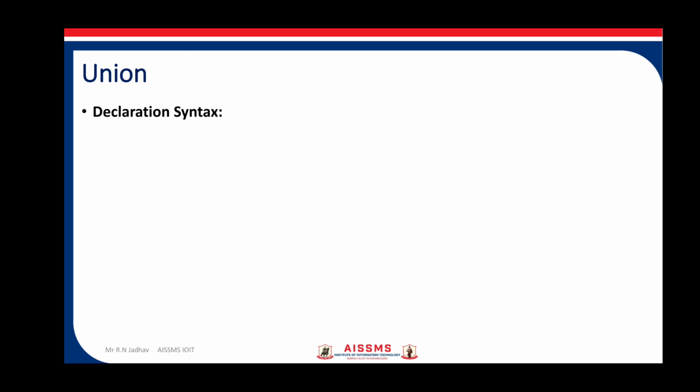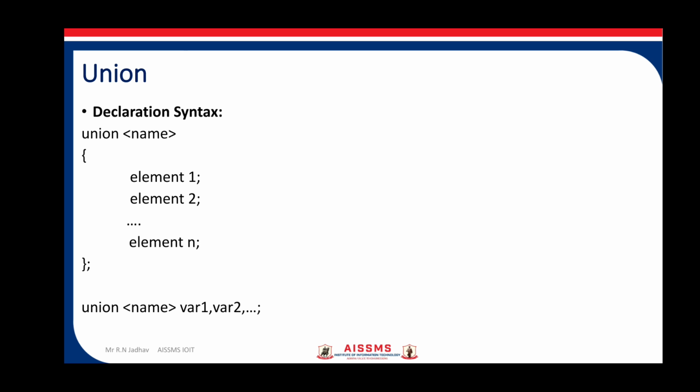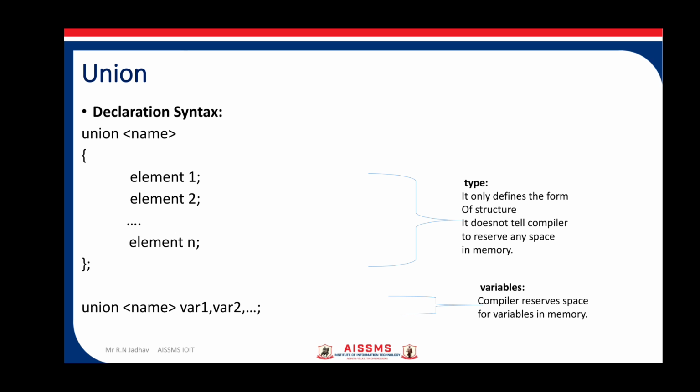So what is the syntax? It is almost similar to a structure, only you have to use the keyword union here. Now creating variables is also similar to a structure. So this is my union type and this is the union variable. Always remember, whenever you are defining a type, it does not tell the compiler to reserve any memory space. Memory space will be allocated or reserved only when you create a variable.